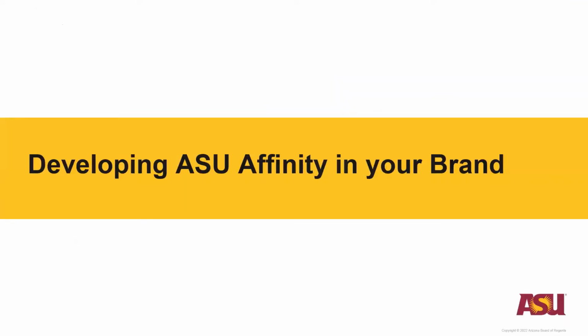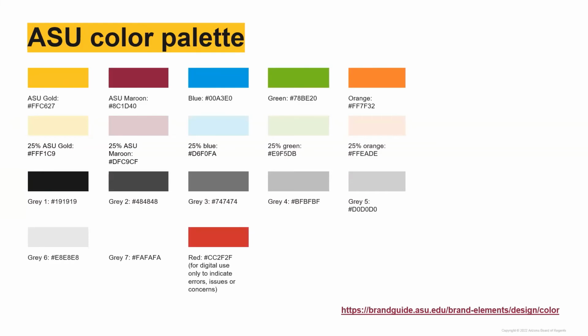So now we're going to talk a little bit about developing ASU affinity in your brand. This is, of course, not a requirement. Feel free to be as creative as you want, but if you're doing anything maybe affiliated with an official university department or whatnot, here's the ASU color palette. These are the color codes for all of ASU's official colors, the primary and the secondary ones. And a link at the bottom there to the elements of the brand.